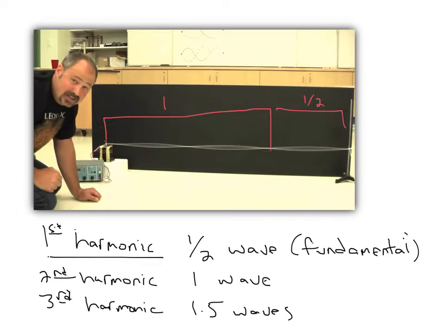So maybe you could see a pattern. First harmonic is a half wave. Second harmonic is one wave. Third harmonic is 1.5 waves. I'll give you a quick quiz question. He's going to go up to the 6th harmonic. How many waves will be in the 6th harmonic? Well, let's find out.